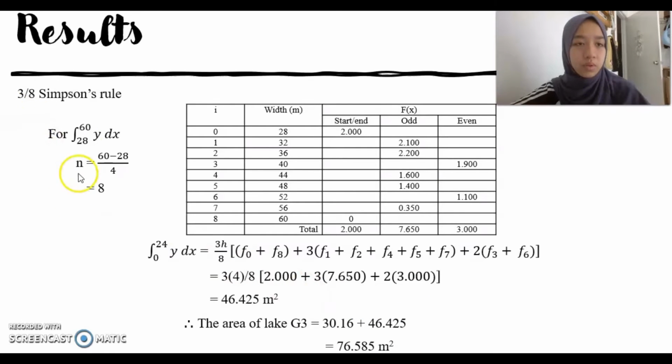For the 3/8 Simpson rule, from 28 to 60, the n value is 8. So from 0 to 8, we insert the depth 2.1 for start, odd, and even. This is the formula for 3/8. Then we insert the totals for start and end, odd, and even, and we get 46.425. Thus, for the area of Lake G3, we sum up the totals of the 1/3 Simpson rule and the 3/8 Simpson rule. We gain the area of 76.585 meters square.